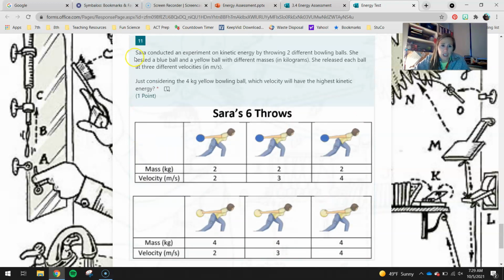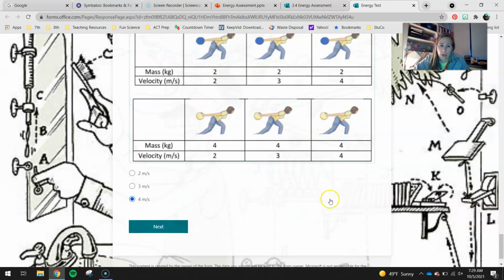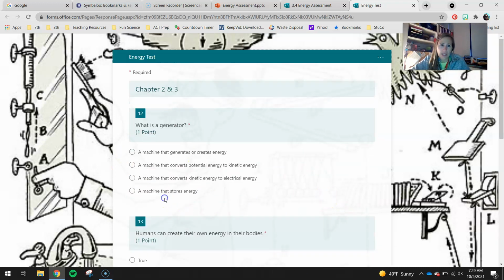And finally, just considering the 4 kilogram yellow ball, so we're only looking at this table right here, which velocity will have the highest kinetic energy? So 2, 3, or 4 meters per second. So then you guys can go ahead and hit next on that.